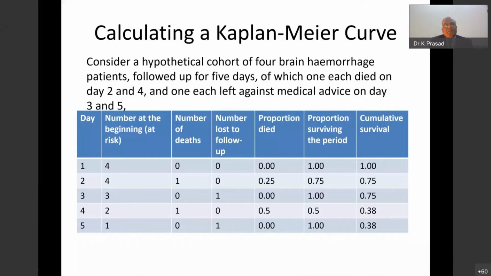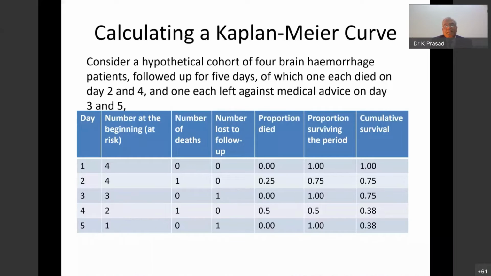Now think about it. Day 1, we started with 4 persons. Nobody died. Nobody was lost to follow up. So proportion died is 0, proportion surviving 100%. Therefore, when we say cumulative survival, we go on accumulating, so there is no question of cumulative now. It is just the starting, which is also 100%. Now day 2, out of these 4 patients, 1 died. Nobody was lost to follow up. 25% died, 1 out of 4. So how many survived? 75%. So cumulative survival will be 1 multiplied by 0.75, which is 0.75. So cumulative will multiply the first one and the second one, and the second one and the third one, like that it will go on.